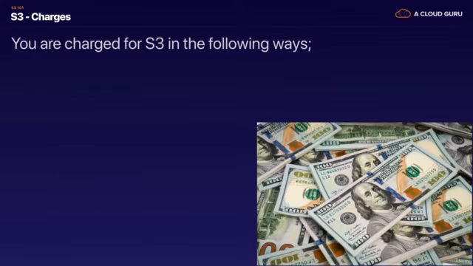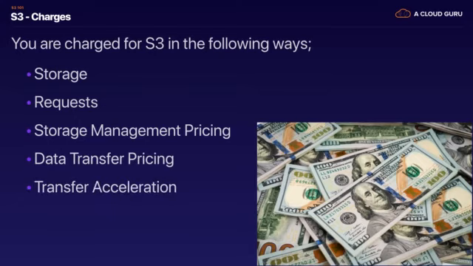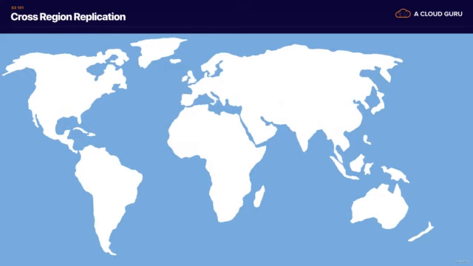So how are you going to be billed for S3? Well, you're charged in the following ways. You're charged in terms of storage. So the more you store in S3, the more you're going to be billed. You're also charged on the number of requests. So if you're making a lot of requests to those objects, it's going to be more expensive. You then get charged on the storage management pricing. So this is the different tiers that are available. You then also get charged on data transfer pricing, and then you also get charged for transfer acceleration and cross-region replication. And don't worry, we're going to cover exactly what those 2 things are right now.